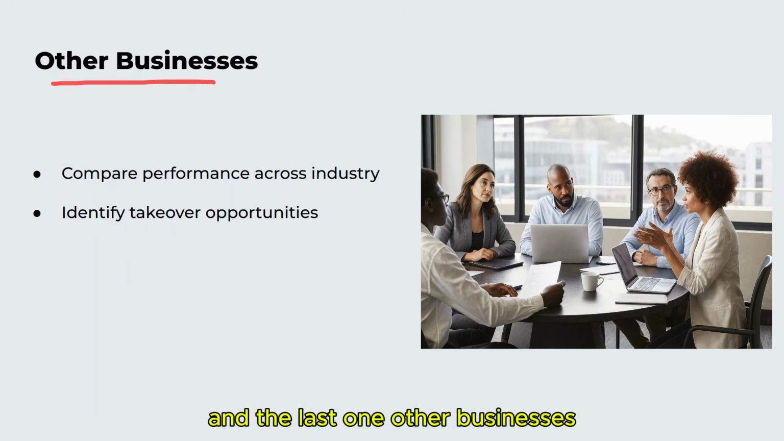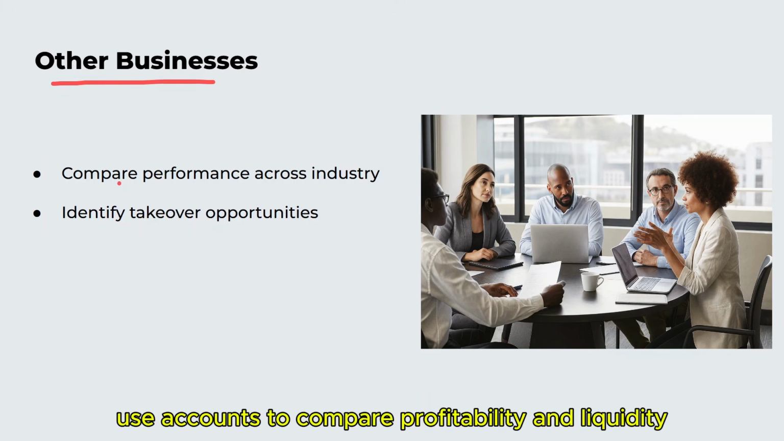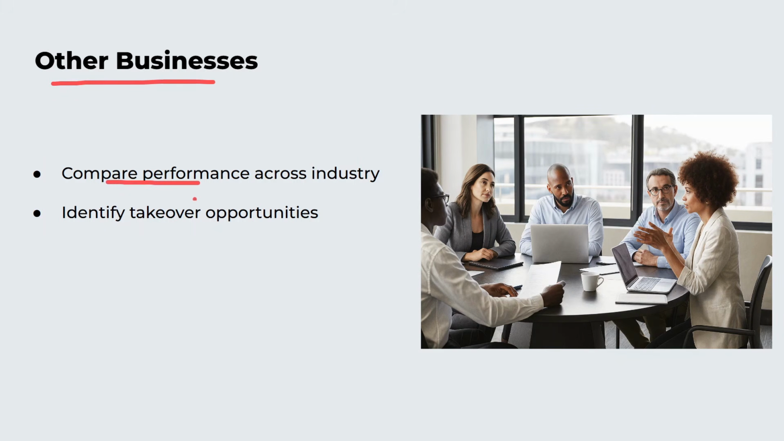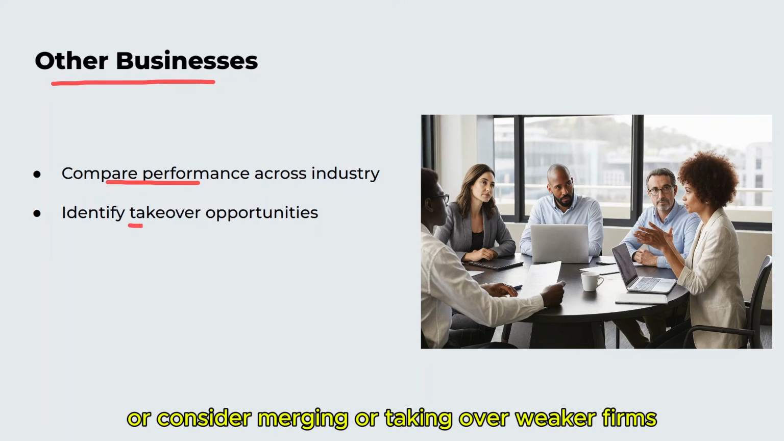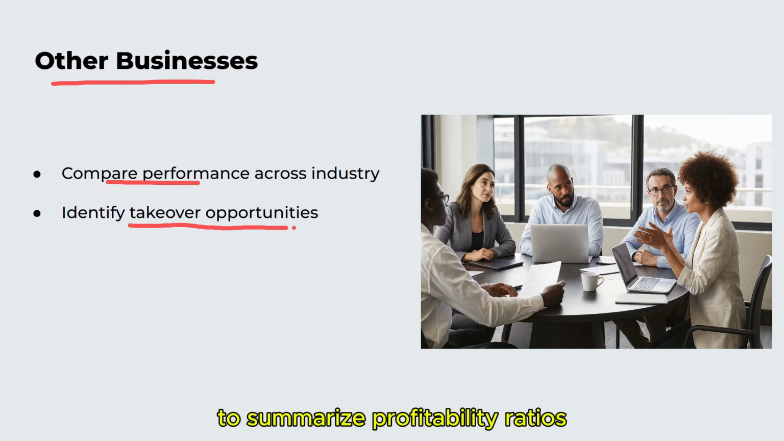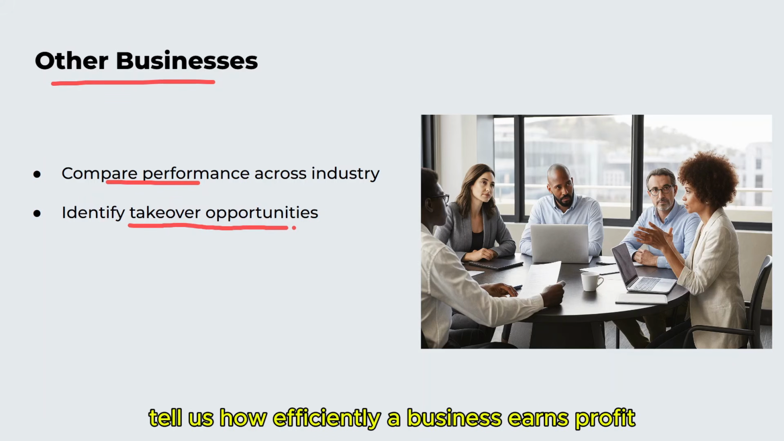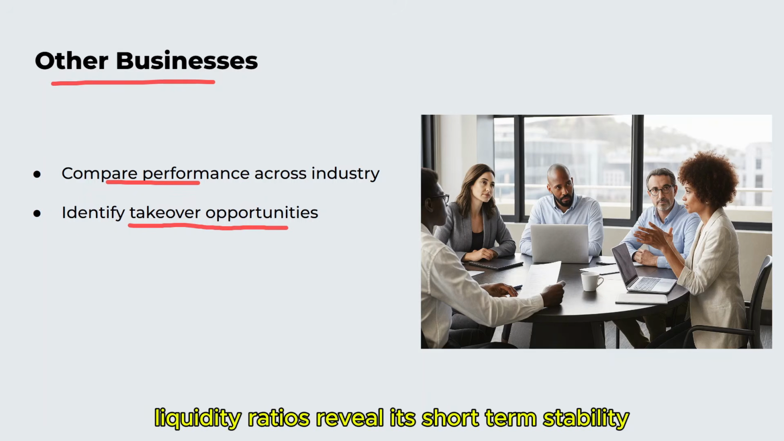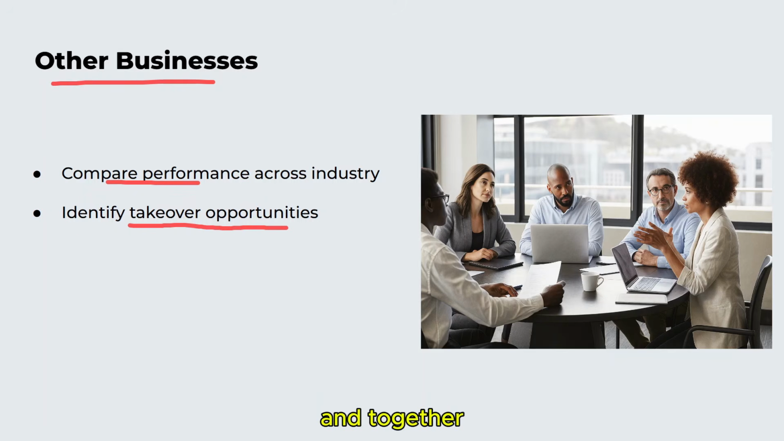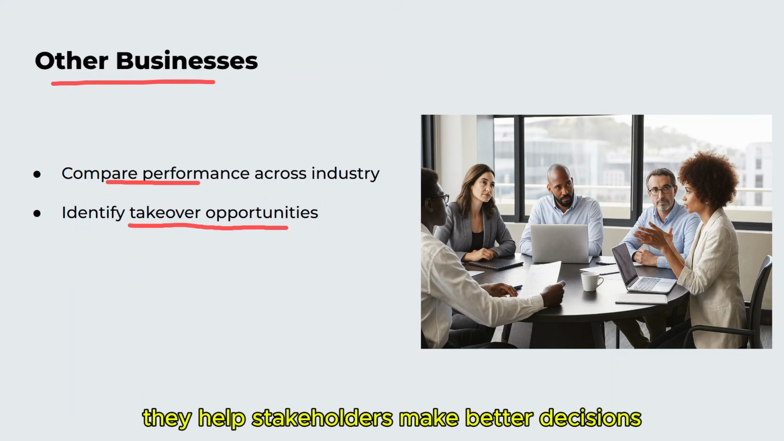And the last one, other businesses. Other businesses, especially competitors, use accounts to compare profitability and liquidity. They might use this information to improve their strategies or consider merging or taking over weaker firms. To summarize, profitability ratios tell us how efficiently a business earns profit. Liquidity ratios reveal its short-term stability, and together they help stakeholders make better decisions.